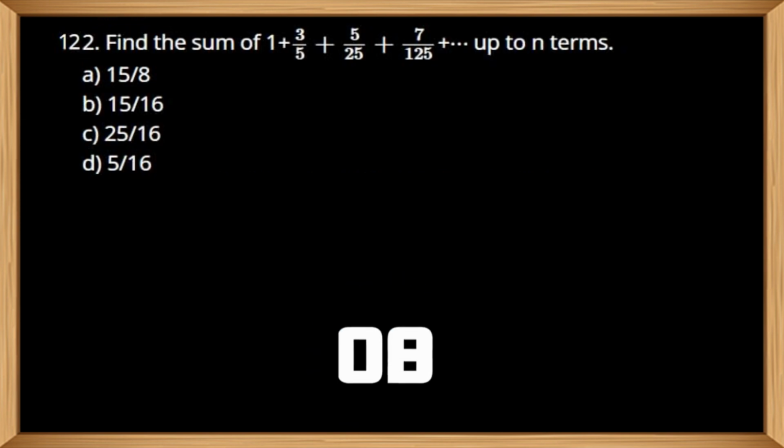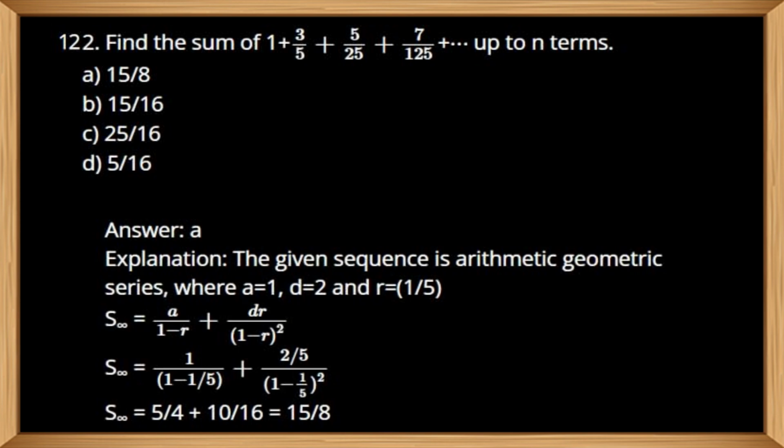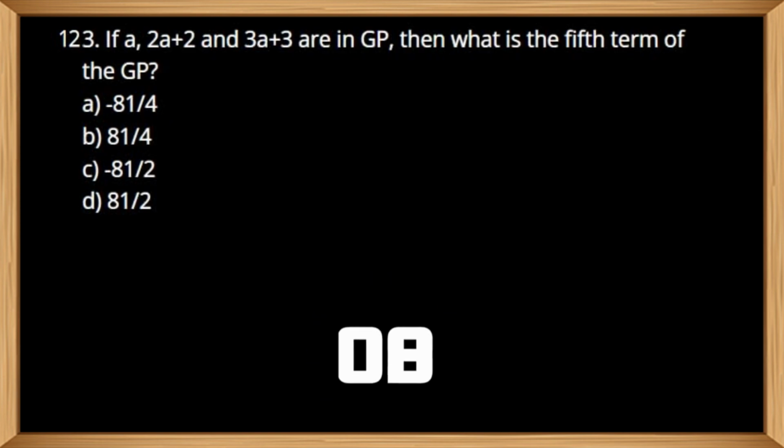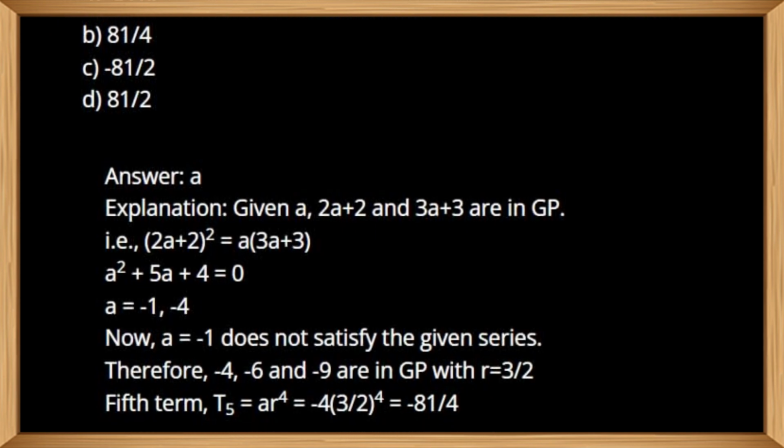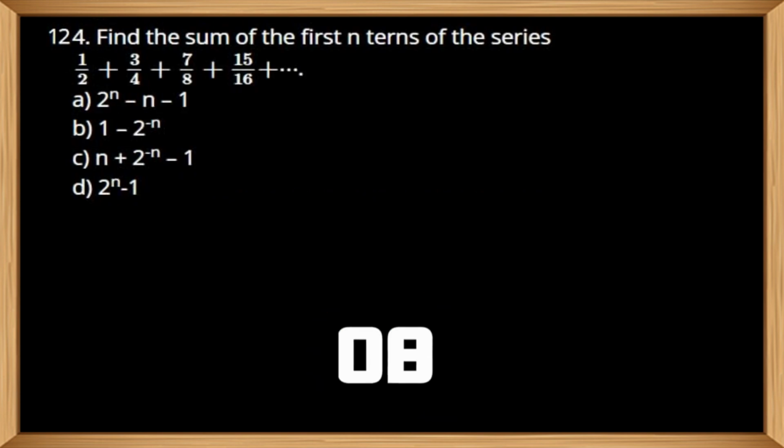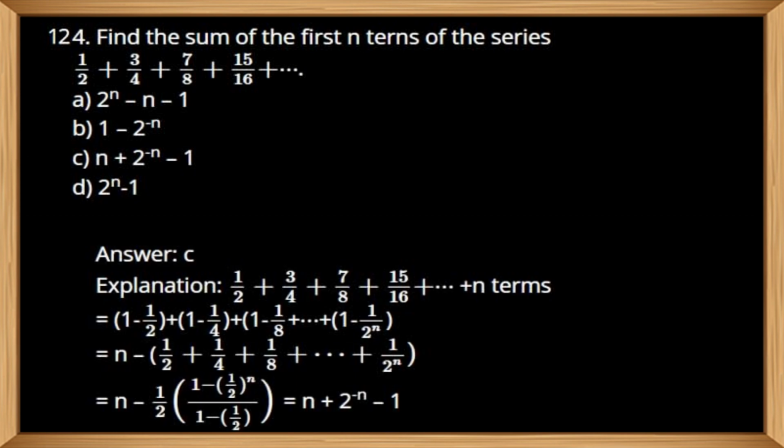Find the sum of 1 plus 3 by 5 plus 5 by 25 plus 7 by 125 plus up to n terms. Option A: 15 by 8. If A, 2A plus 2 and 3A plus 3 are in GP, then what is the fifth term of the GP? Option A: minus 81 by 4. Find the sum of the first n terms of the series. Option C: 2 power n plus 1 minus n minus 2.